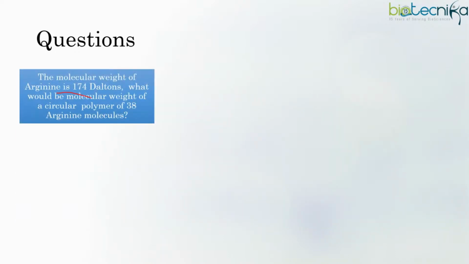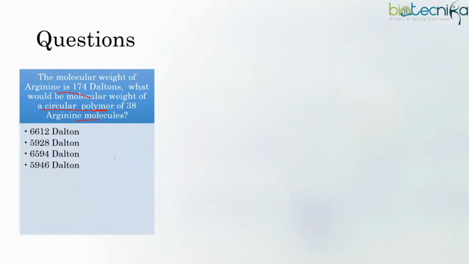Van der Waals. Next, molecular weight of arginine is 174 Dalton. What will be the molecular weight of a circular polymer of 38 arginine molecules? So I'll just explain this in case you get confused. So 38 arginine molecules. Now what did I say? It's a circular polymer. Circular means what? There is no free amino or free carboxyl group.